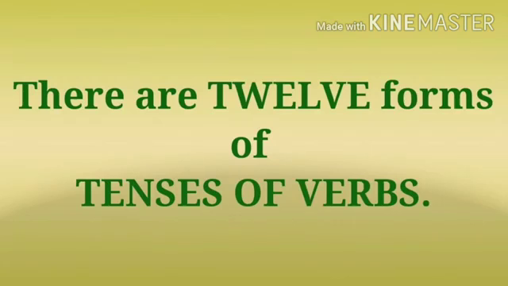So dear students, I hope now you understood what tenses are. Next, we will discuss the forms of tenses. There are 12 forms of tenses of verbs: 4 forms of present tense, 4 forms of past tense, and 4 more forms of future tense. So there are a total of 12 forms of tenses of verbs.